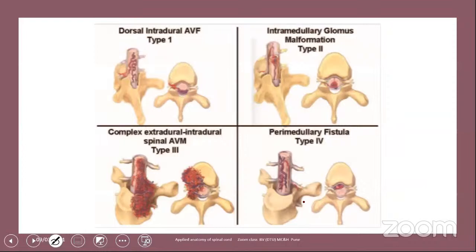You can see various types of AV malformations in the blood supply, the complex extradural-intradural spinal AV malformation, which can give rise to infarctions of the spinal cord because of the poor blood supply.